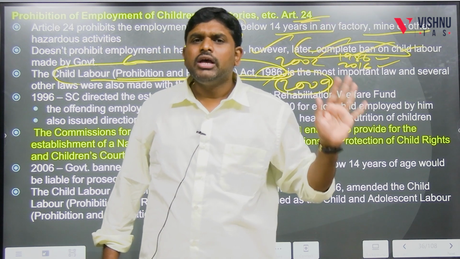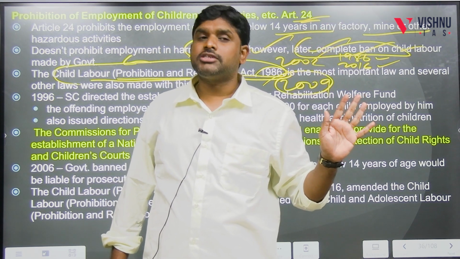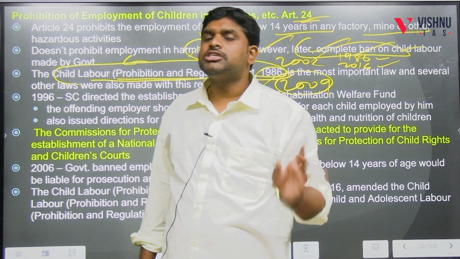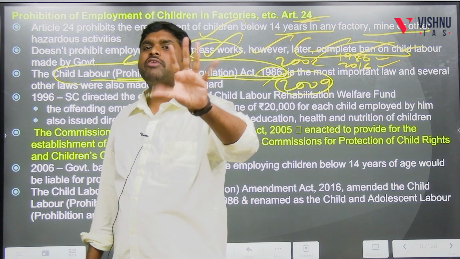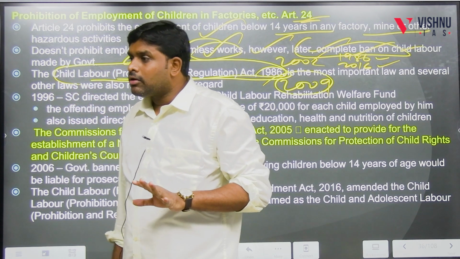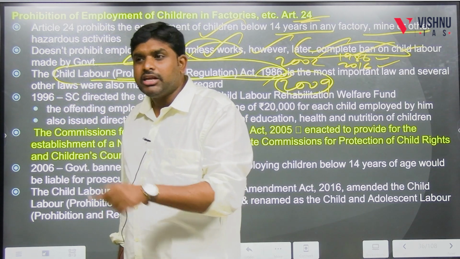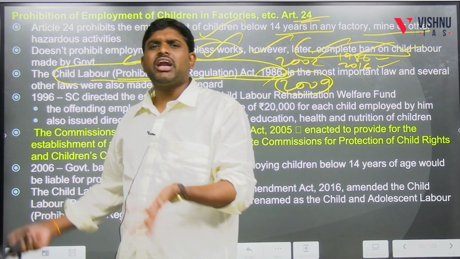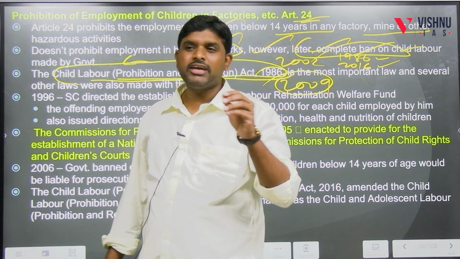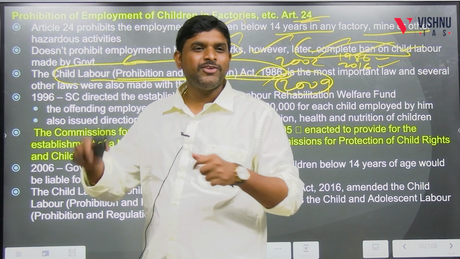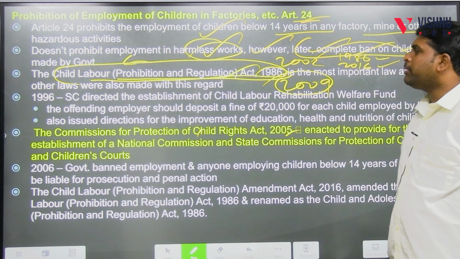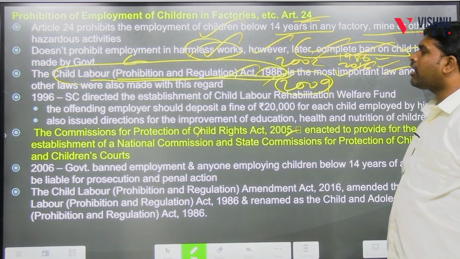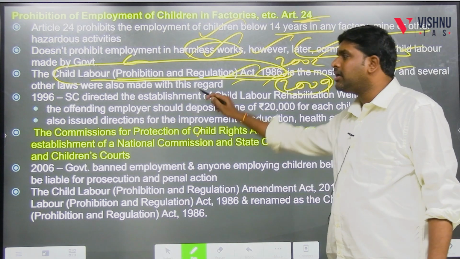And also told the people who are working in the entertainment industry, the people who are working in a family business, they have to work only after school hours. After 5 p.m. only they have to come to the workplace. It can be the entertainment industry or it can be a family business like a kirana shop, sitting on the counter. How many eggs? 10 eggs. One person will pack and give, no. After school hours. The Child Labor Prohibition and Regulation Act is the most important law, and several other laws were also made with this regard.